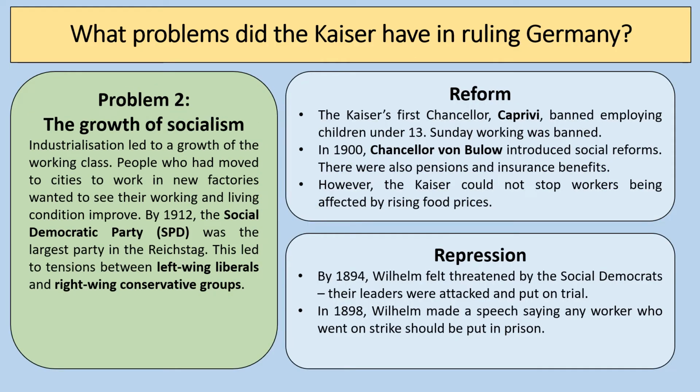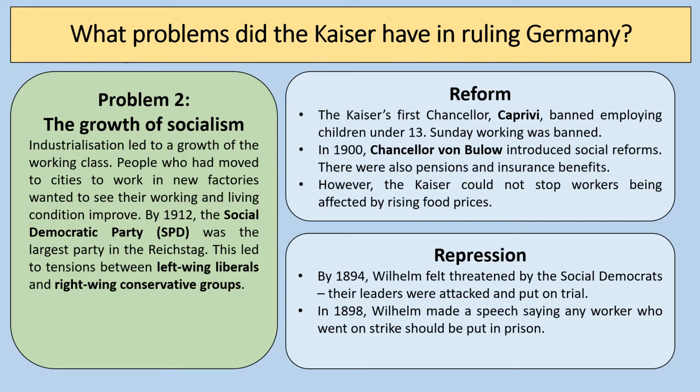So the other problem the Kaiser had, therefore, was the growth of socialism. Now, industrialization led to a growth of a working class in Germany. People moved to the cities to work in new factories. They wanted their working and living conditions to improve. So the SPD became the largest political party in the Reichstag and led to quite a lot of tension between the more left-wing liberal groups and the right-wing conservative groups that were, of course, much more loyal to Kaiser Wilhelm II.